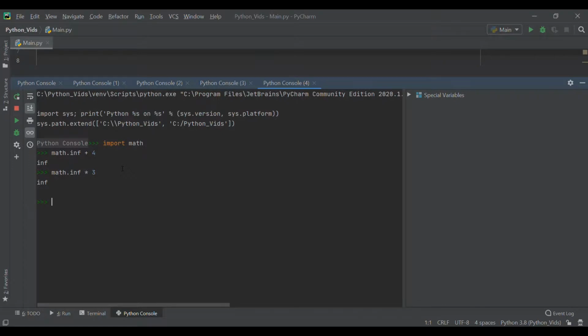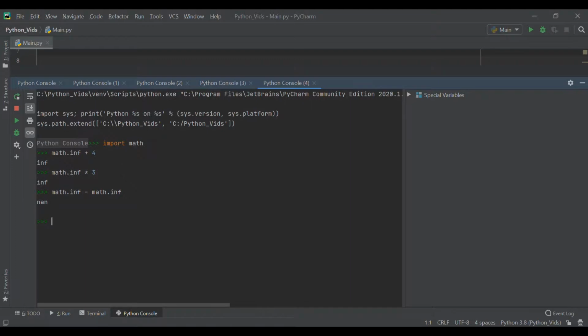Well, let's try a more tricky one. What if we subtract infinity from infinity? Math dot infinity minus math dot infinity. You might think, oh, 0, right? X minus x equals 0. Math dot infinity minus math dot infinity, and that should be 0. Well, let's find out. NaN. It is not a number.